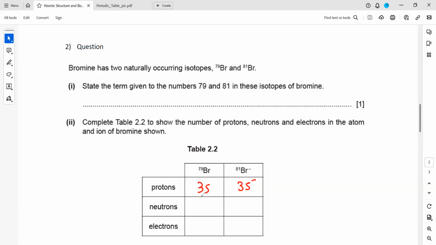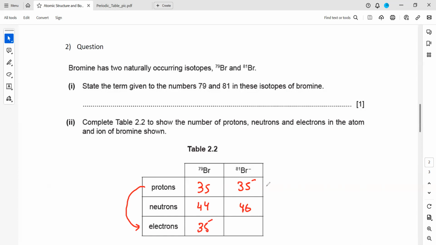Then for the neutron number, what we do is take a difference. Nucleon number minus the proton number, so it will be 79 minus 35, which is 44 here. Same thing here, nucleon number minus the proton number, so 81 minus 35, so it will be 46. And to get the number of electrons, because it's an atom, to be an atom it should have an equal number of protons and electrons. So it will be 35.